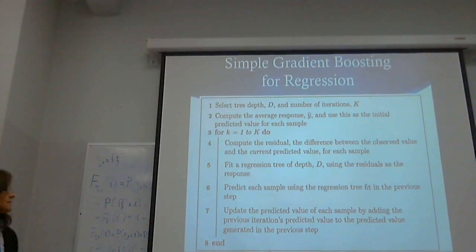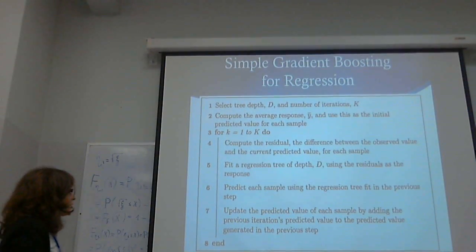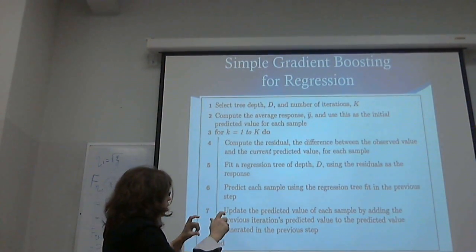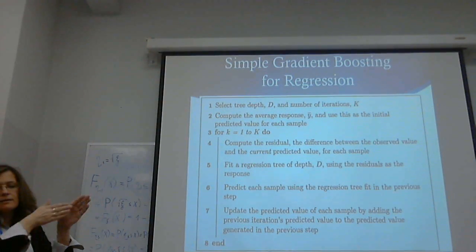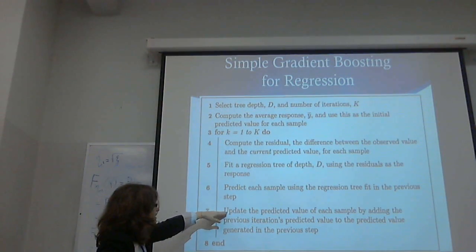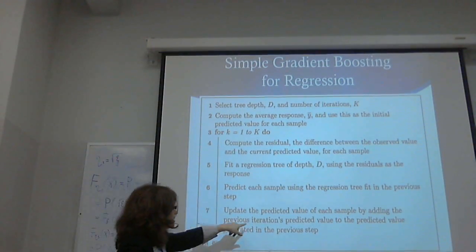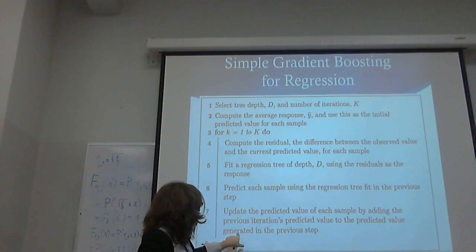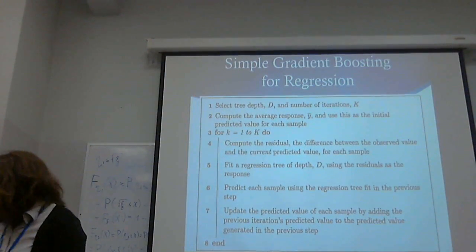But now this is a variation. It's not exactly a boost, adaptive regression boost. It's a gradient boost when you go gradient, like you go towards decreasing the error. You update the predicted value of a sample by adding the previous iteration predicted value to the predicted value generated in the previous step. That's why it's called gradient boosting.